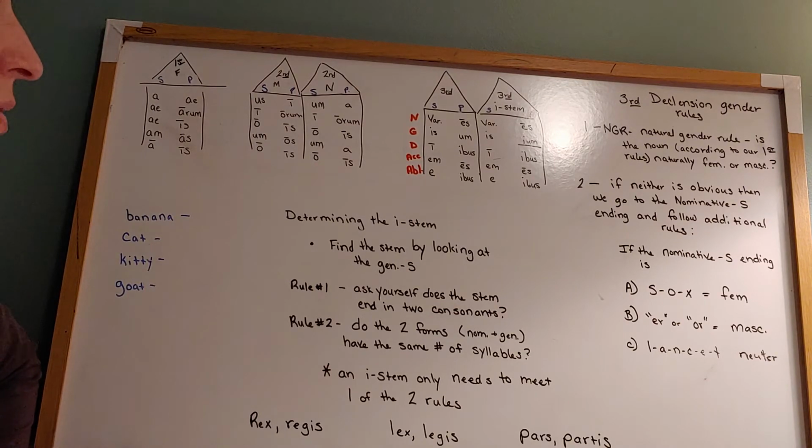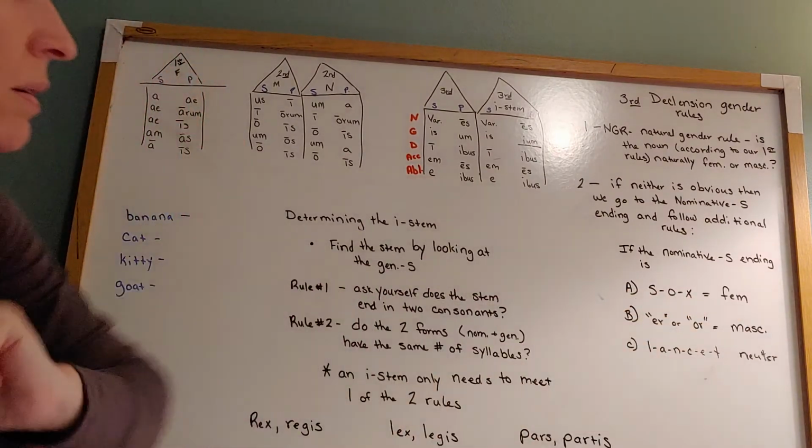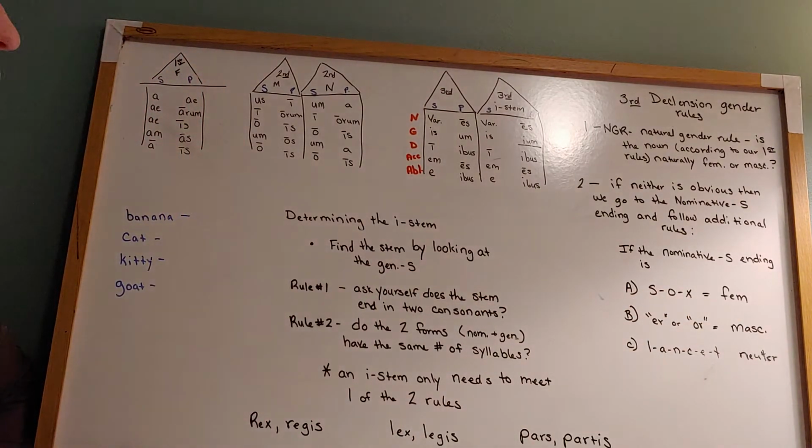If the nominative singular ends in S, O, X, then it will be given the feminine gender. And I think there are some things out there like "girls have great socks" is one way you can remember that. Women have great socks or something like that.